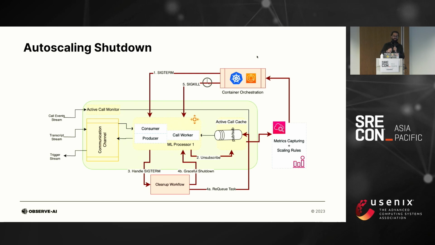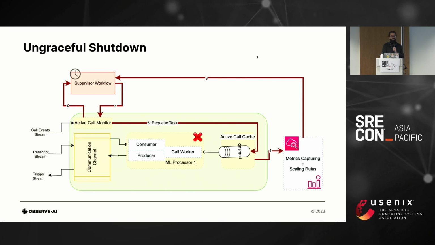Now coming to the cases where something is shut down inappropriately. Let's say something went wrong, or the SIGKILL was sent and the container did not shut down. How do you make sure that the call gets reassigned and starts processing again from where it left off? Again, the active call monitor here acts as a supervisor, and it triggers a supervisor workflow at regular intervals of time. It monitors which health metrics have not been coming in within the regular period. It then identifies what calls were assigned to those instances, and it will automatically requeue certain tasks for which the instance heartbeat is missing or for which the instance went down.